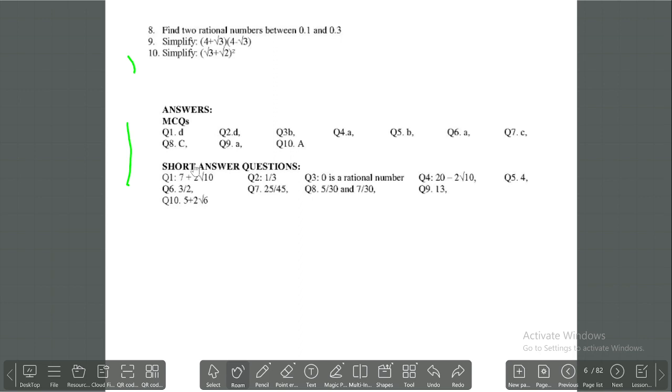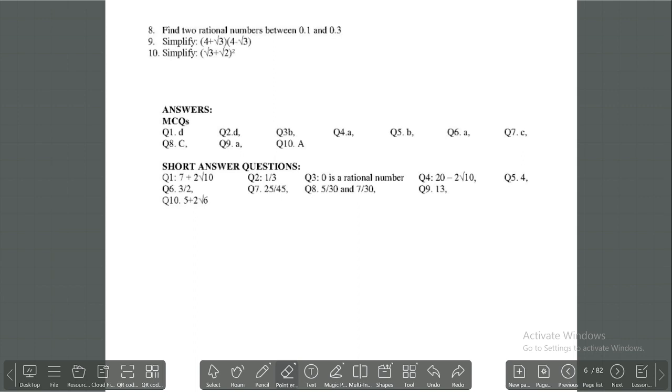Okay? Next, lastly, 4 plus root 3, 4 minus root 3. 16 minus 3, it is 13. Okay? Next, last, root 3 plus root 2 whole square. N number of times we have done this problem for the MCQ. What is the answer? 5 plus 2 root 6.